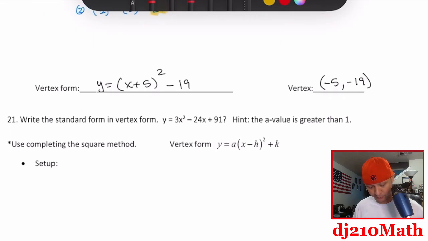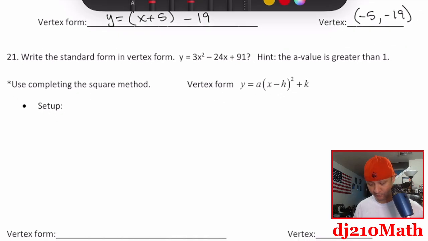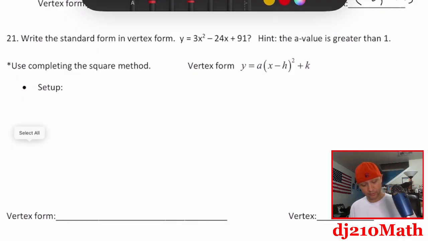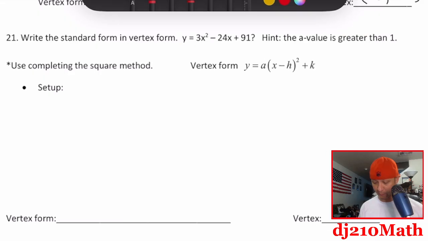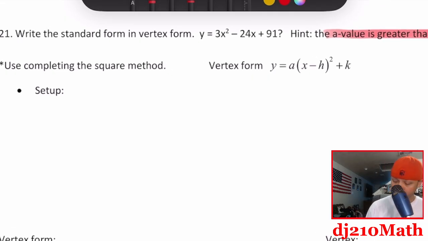Let's cross the bridge of when a is not 1. All right, so let's do this. There's a couple different ways depending on what you had. So like right here, look, hint, a is greater than 1, right? It's not 1, so we've got to do something. Depending on what teacher you had, there's different ways of doing this. So I'm just going to go through what I know.